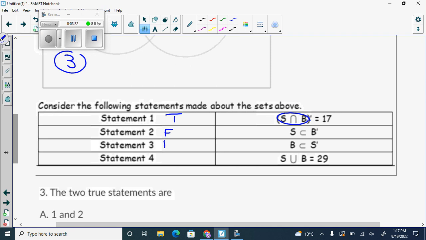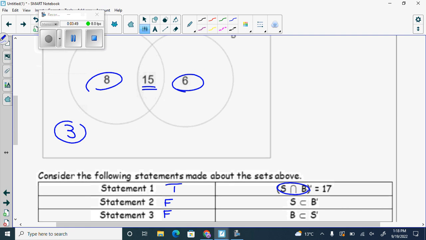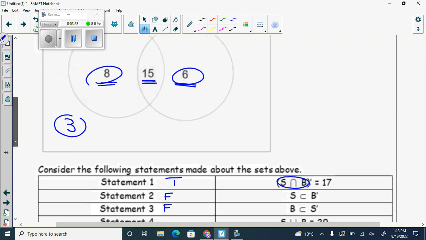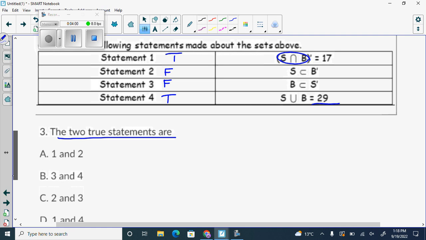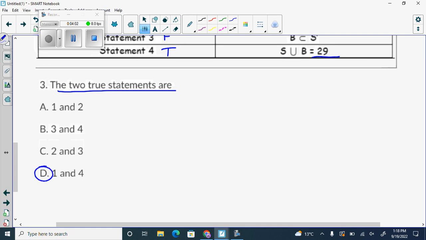These are false. Remember that in order for it to be a subset on a Venn diagram, it has to be like an egg yolk inside the egg. Those are not. Then this one is S union B, which is or, which is what on a Venn diagram? The snowman. So if I count up the snowman, I get 6 and 8, which is 14, plus 15 is 29, which is true. The 2 true statements are 1 and 4, which is D. Then we're going to flip over.